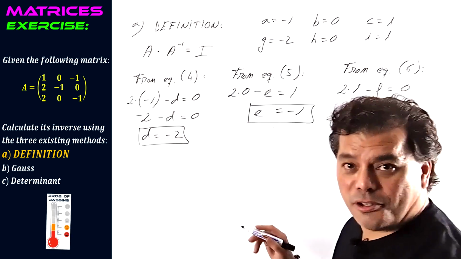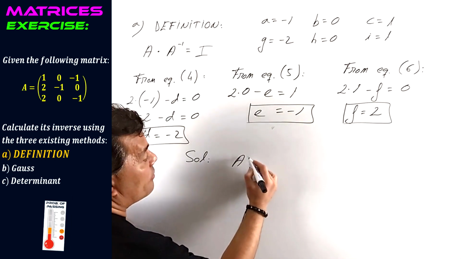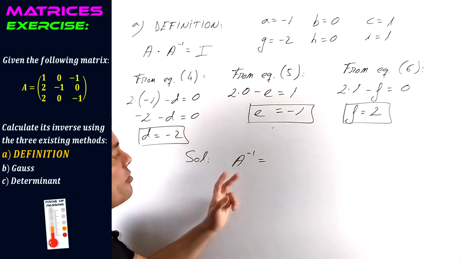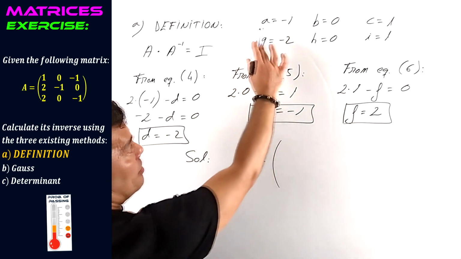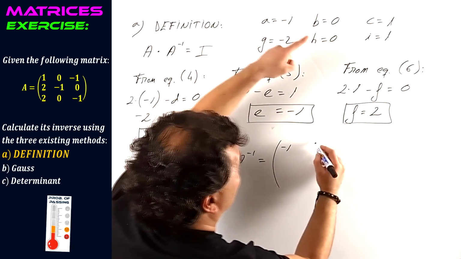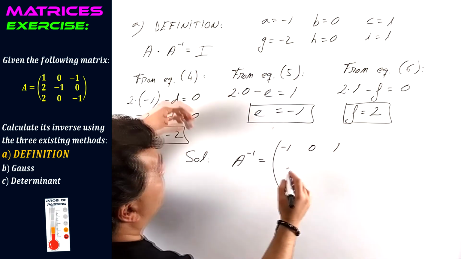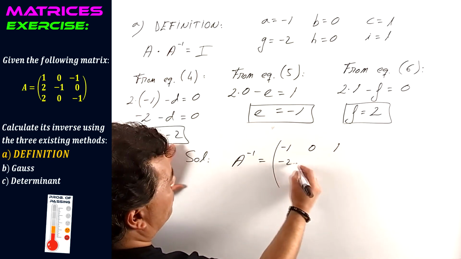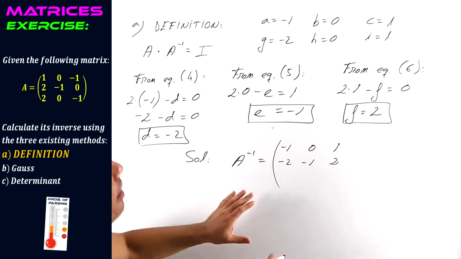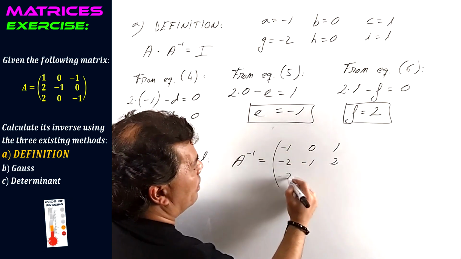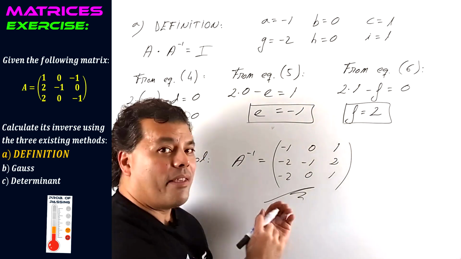And of course, the solution of our system is our inverse, the inverse matrix of A that we were looking for. A, B, C, that is negative 1, 0, 1. D, E, F, that is negative 2, negative 1, 2. G, H, I, that is negative 2, 0, and 1. And that's it.